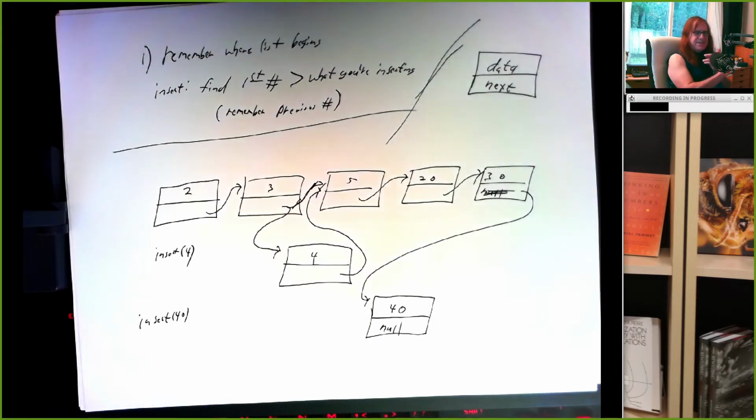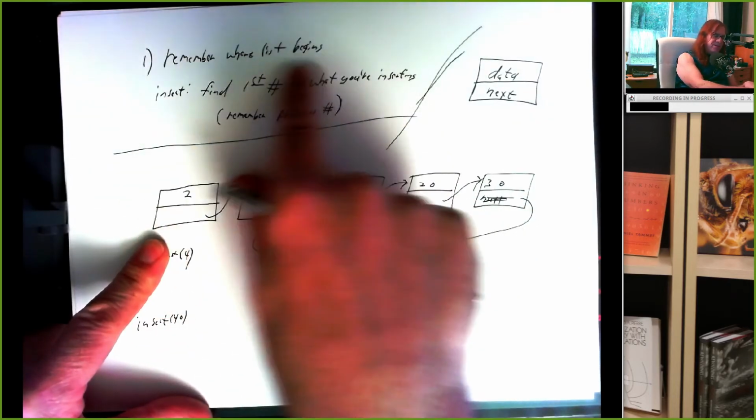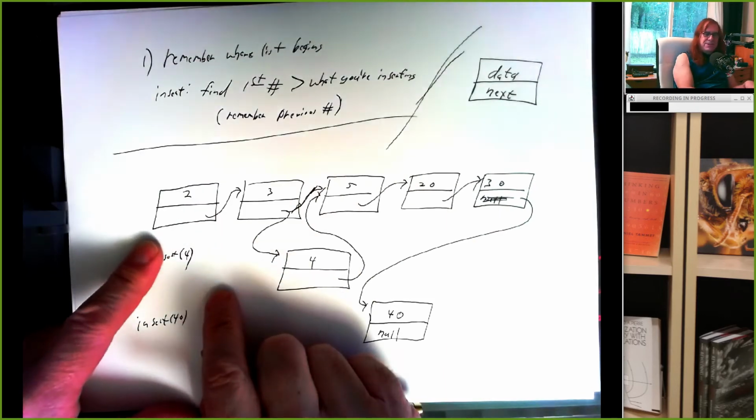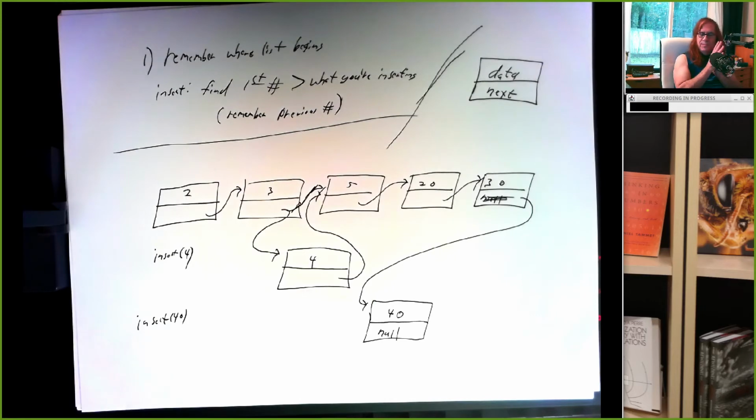So adding to the end is not actually an edge case, but adding to the beginning is. If we want to insert a 1, well, we need to create a new node with a 1 and have that point here, but remembering where the list begins becomes a challenge now. Now we need to know that our list begins with that 1 instead of with the 2. And that's going to bring in something that we call a sentinel node, and so we'll come back and talk about that in a few minutes also. And we'll see a way to make that a non-issue.